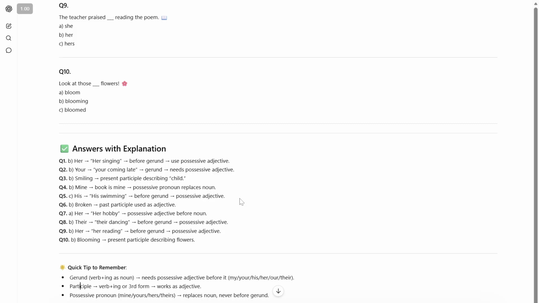Quick tip to remember: a gerund, a verb plus ing used as a noun, needs a possessive adjective before it. My, your, his, her, our, their. A participle, verb plus ing or the third form, works as an adjective. A possessive pronoun, mine, yours, hers, theirs, replaces a noun and is never used before a gerund.